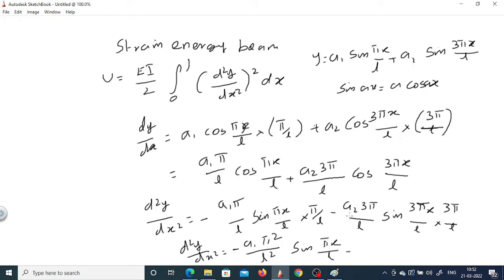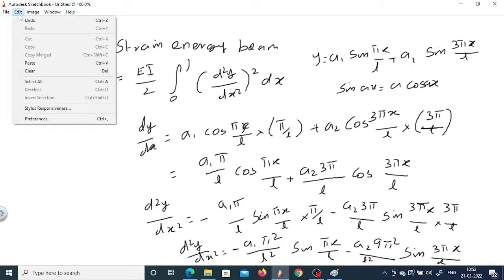What happens with the second term? Here a2 3 pi is available, and here also 3 pi is available. If I multiply 3 pi into 3 pi, I get a2 into 9 pi square divided by l into l, which is l square. After that I get sin 3 pi x by l, which is the formula for d square y by dx square.